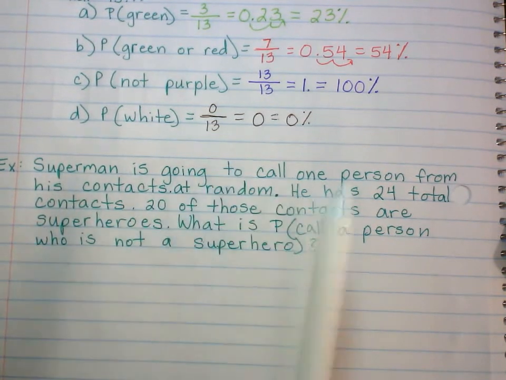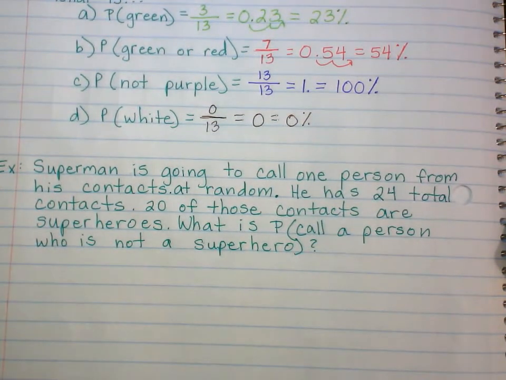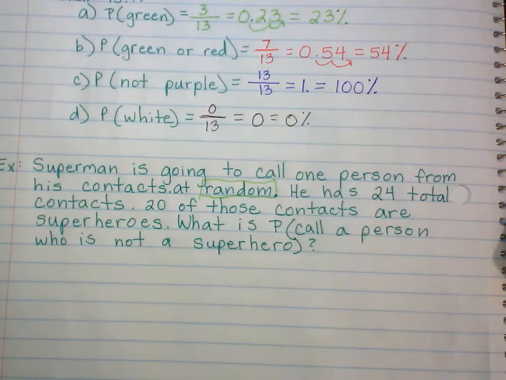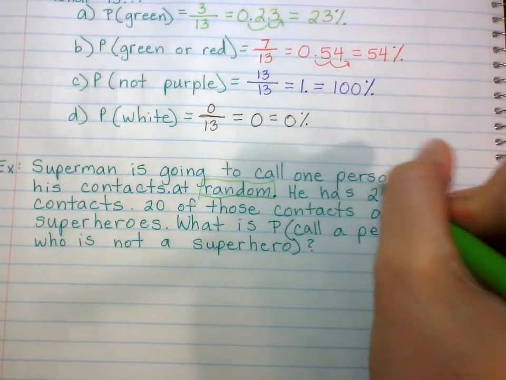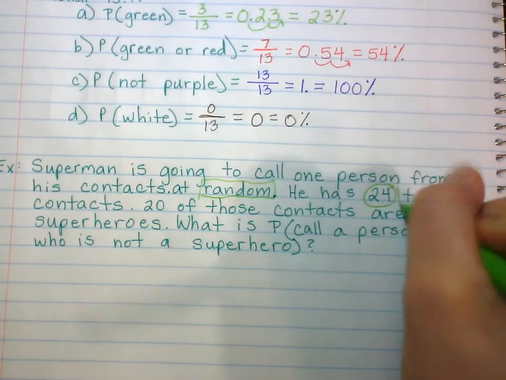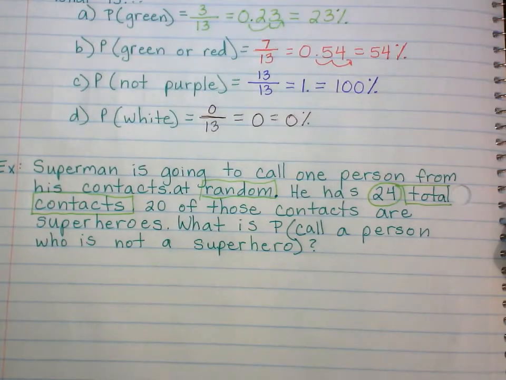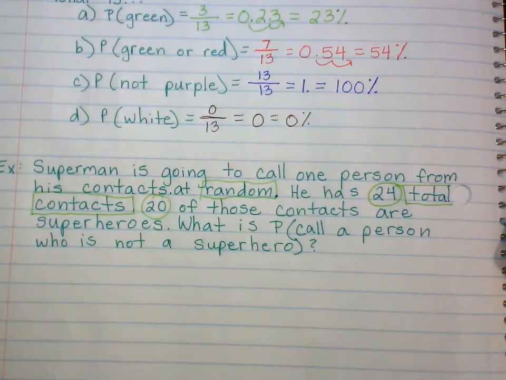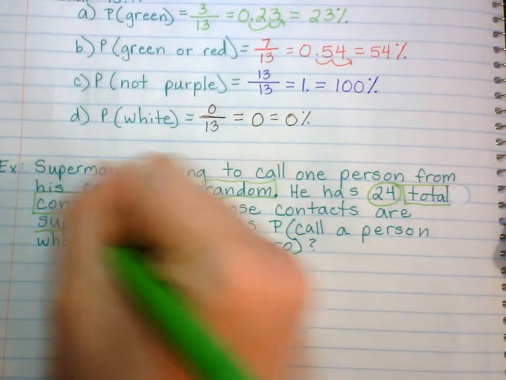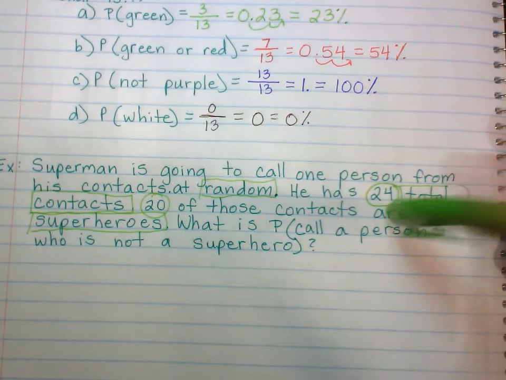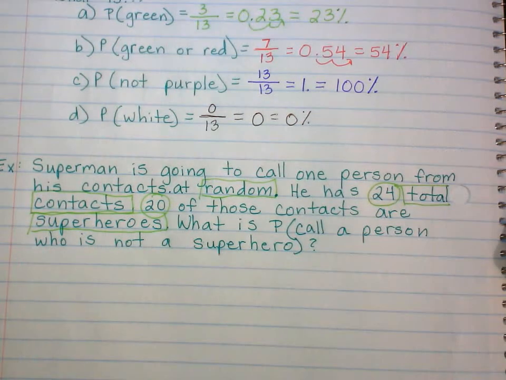Superman is going to call one person from his contacts at random. So he's going to call one person at random. You know we like random. Now Superman has 24 total contacts. Superman doesn't have that many friends. He only has 24 contacts in his phone. 20 of those contacts are superheroes. So he's got Batman, he's got Spider-Man, he's got Catwoman, he's got Thor, he's got Iron Man, all right? So he has 24 contacts total, and 20 of them are superheroes.